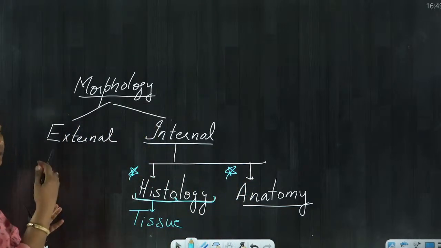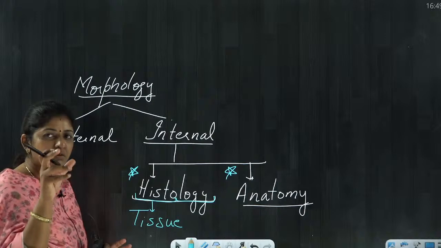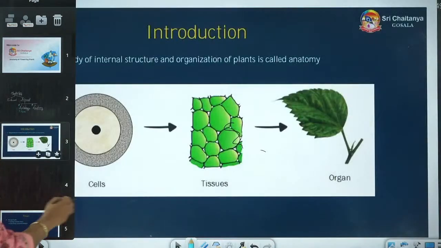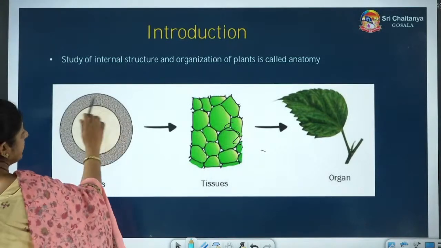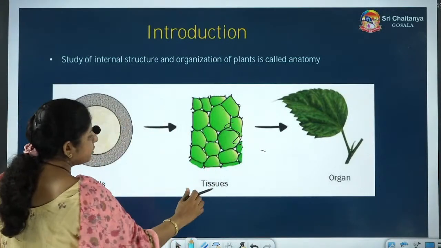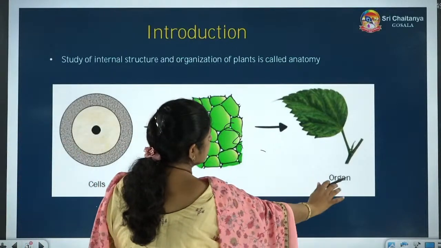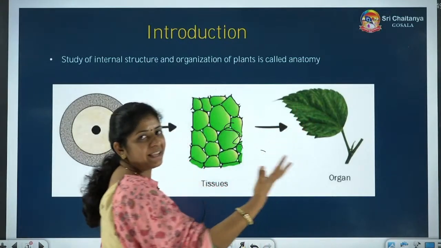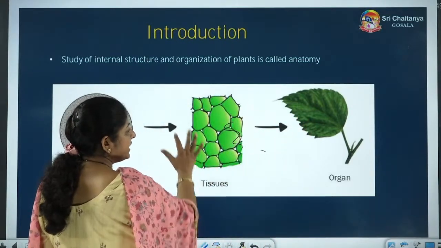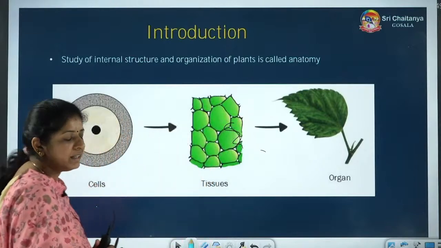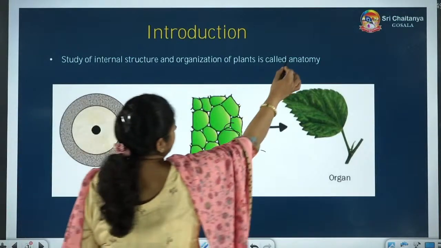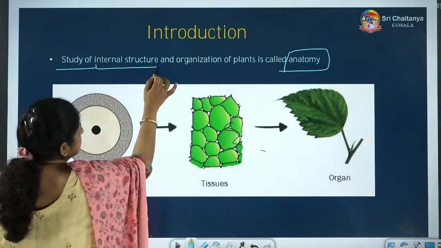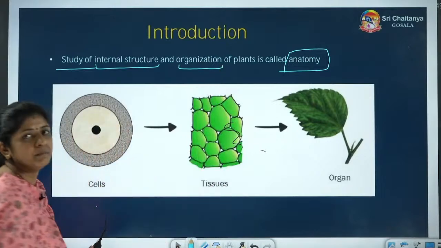Now, to learn a little bit about what anatomy is, we have this part. Can you see the cells which are arranged into tissues, and tissues are constituting some organ? If we are taking some organ of a plant and learning the arrangement of the cells there, that you call what? Anatomy. Are you getting that? So what is anatomy? Study of internal structure or organization of plants.